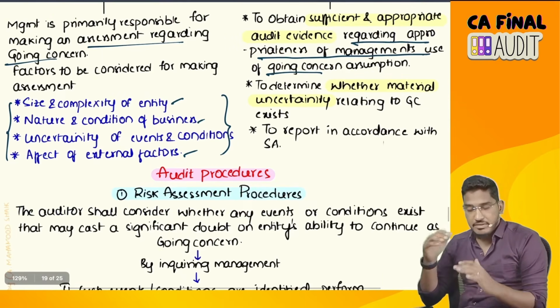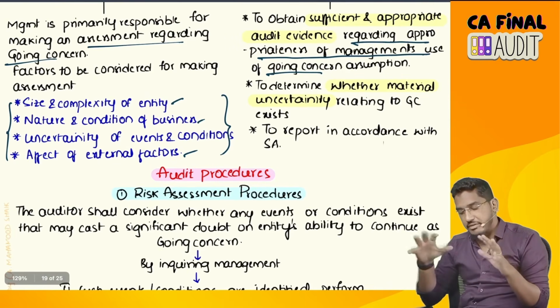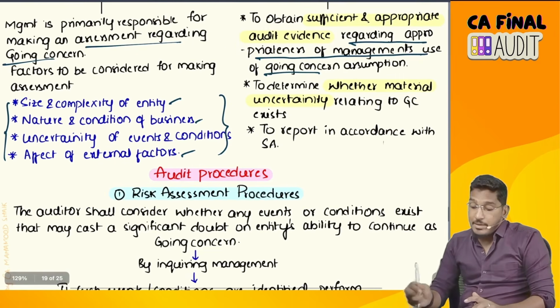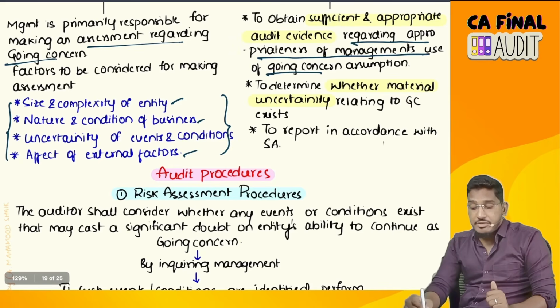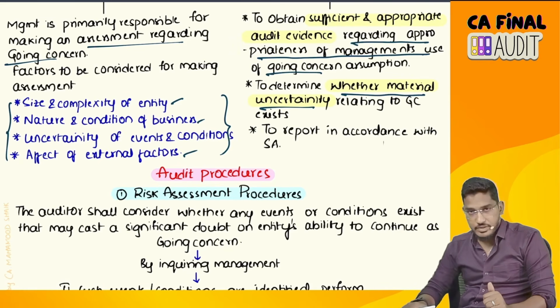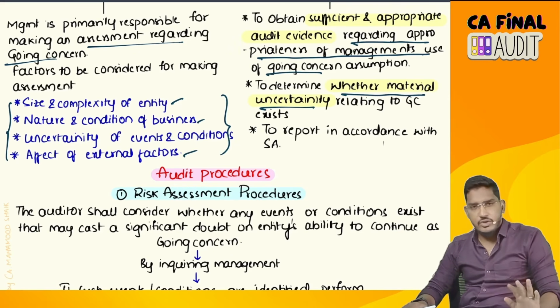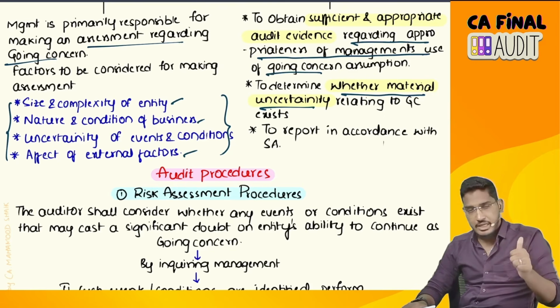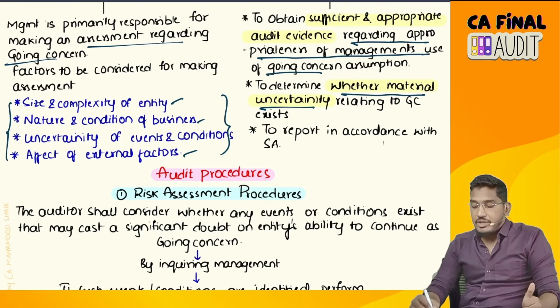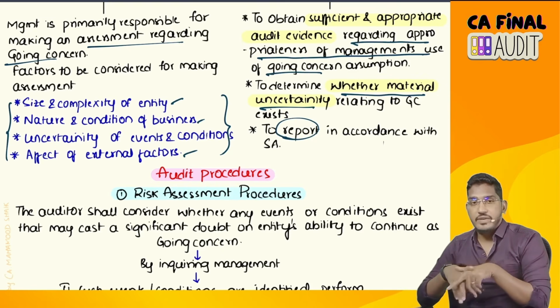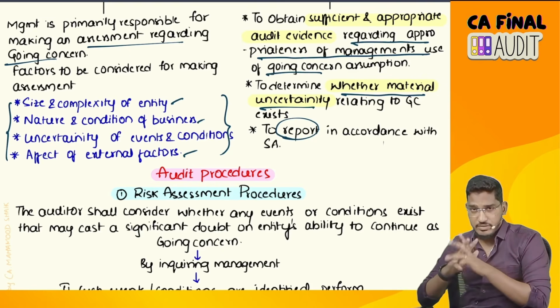Those audit procedures are given in the same standard. We need not go and look anywhere. In the same standard, they have told what audit procedures you have to perform. And by performing those audit procedures, you need to determine, is there any material uncertainty relating to going concern? I will talk about that material uncertainty in a while. And then finally, you have to report it in accordance with the standards on audit. Whatever your findings are, all those findings are required to be reported as per the requirements of the standard.